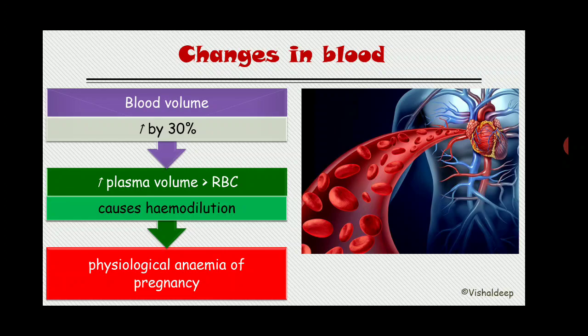What should you write down? You have to write in a single line that during pregnancy the increase in plasma is more than the increase in RBC. It causes dilution of the RBC, and that's why physiological anemia of pregnancy occurs. So the RBC count is actually not decreasing, but rather the plasma is increased.